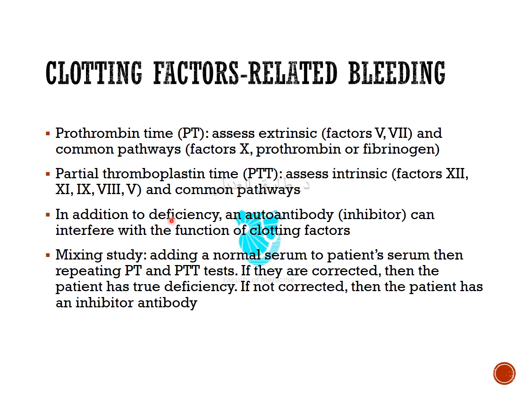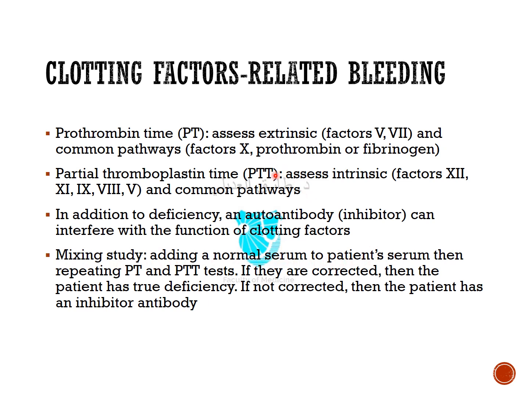Okay, in addition, as we mentioned, sometimes an autoantibody can interfere with the function. So if we examine these tests, let's say the patient has prolonged PT only. So we have a deficiency in one of these factors, while the PTT is normal, so it's most likely either 5 or 7. Next, we do another test. We call it mixing test. Mixing test helps us differentiate between the true deficiency and the presence of an autoantibody, which is called inhibitor. We bring a normal serum and we add it to the patient's serum.